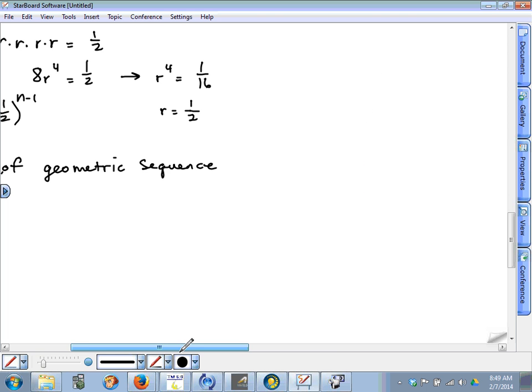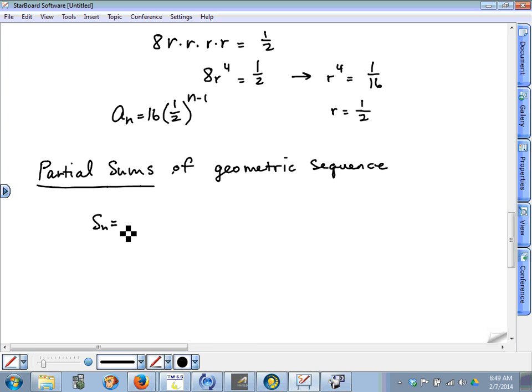So the partial sum of a geometric series, S sub n, is that formula: A, the first term, multiplied by the ratio, 1 minus r to the n, divided by 1 minus r. That's the partial sum formula for a geometric sequence.